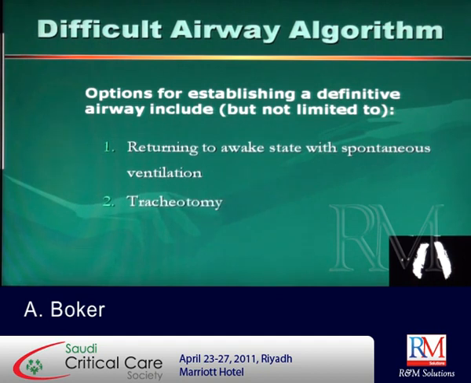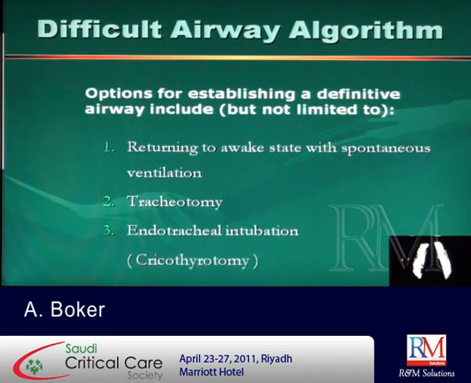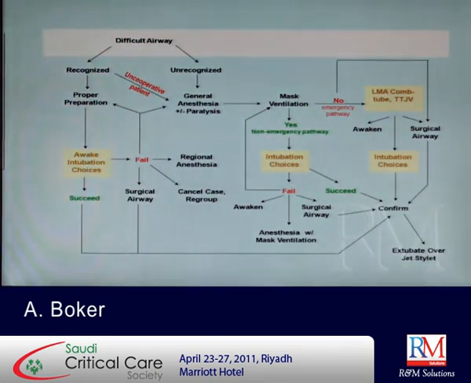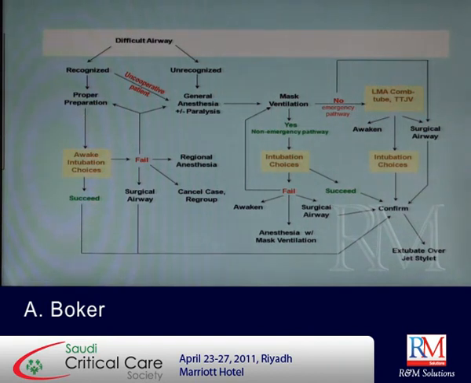So those are the options to establish a definitive airway: tracheostomy, endotracheal intubation, or awakening the patient. So this is just to summarize. You have recognized a difficult airway. You go for proper preparation of the patient, awake intubation choices.